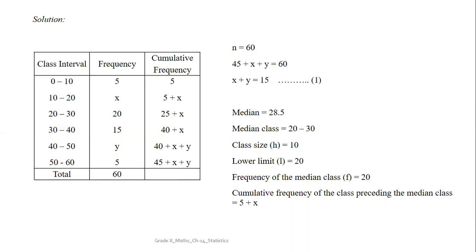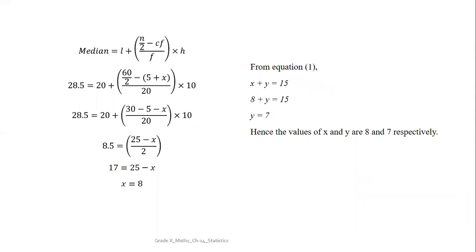Then median is 28.5. So median class is 20 to 30. Class size is 10. Lower limit is 20. Frequency of the median class is 20. And the cumulative frequency of the class preceding will be 5 plus x. So we'll substitute all that in the formula. Median equal to L plus (n by 2 minus CF) by F into H. Substituting the values, we get x is equal to 8.